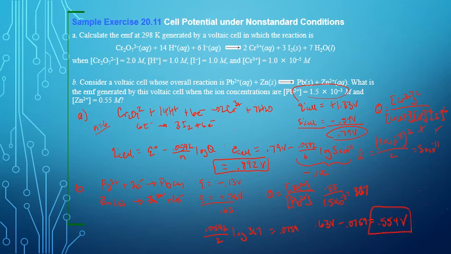So notice in this case, Q is greater than 1, so my cell potential became smaller than the E naught. Still thermodynamically favored, but just not as much. So I would not get as much voltage out of that cell compared to the other.